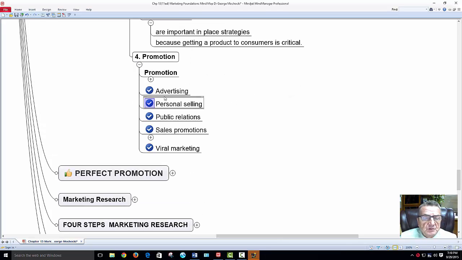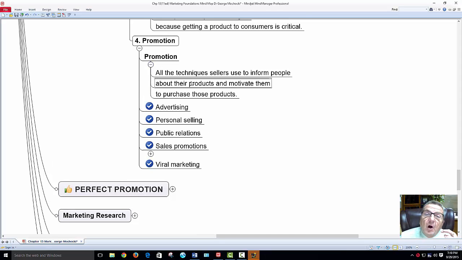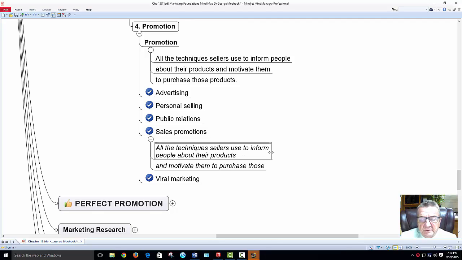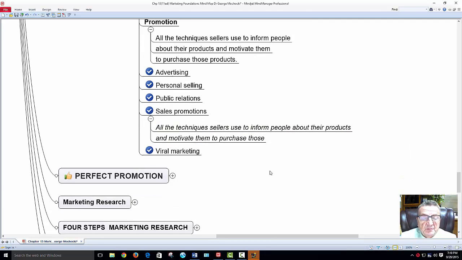And then we're going to talk about promotion. And then part of promotion is promotion: all techniques that sellers use to inform about their product and motivate them to purchase their products. Advertising, personal selling, public relations, sales promotion. And then viral marketing is basically strictly someone else communicating that this product is the best without you knowing that they're being paid for it. Okay? All right, so now let's go.